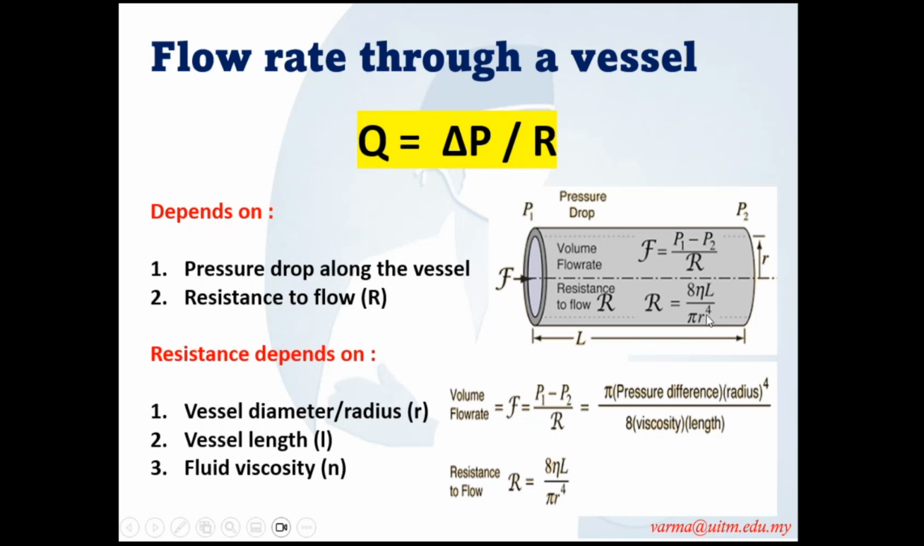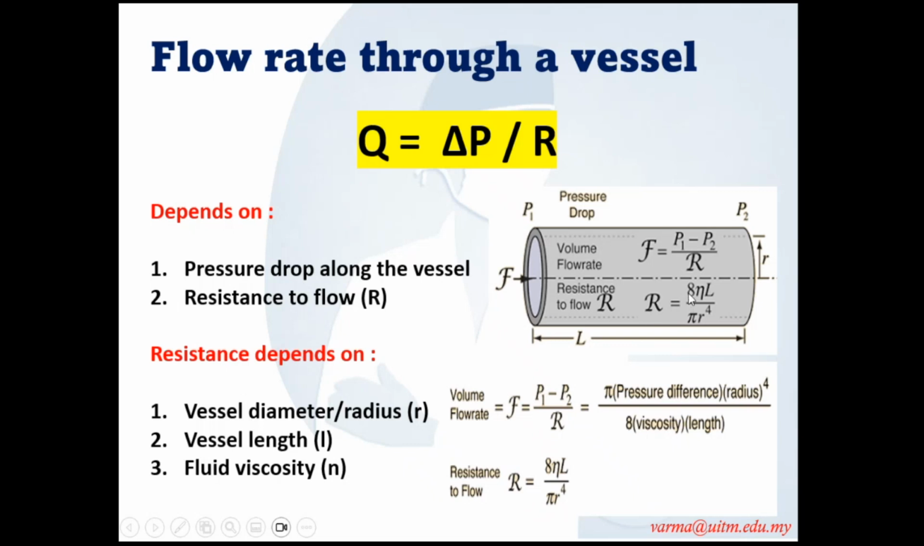Okay, it's to the power of 4. Next, we go to L, the length. As long as the length of the tube is higher and longer, the resistance will be lower and lower. Okay, because the length of the vessel and fluid viscosity. Sorry, it's directly proportional.